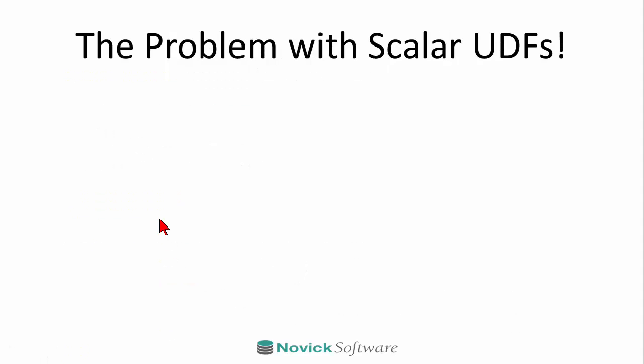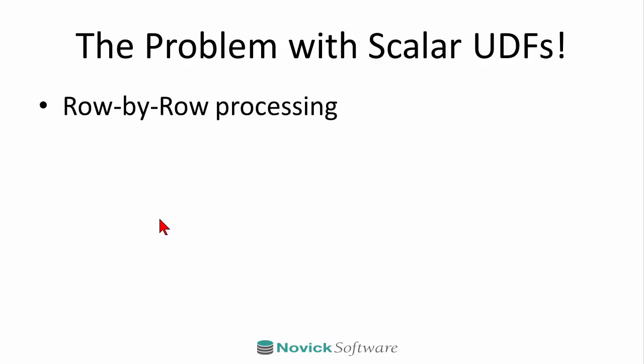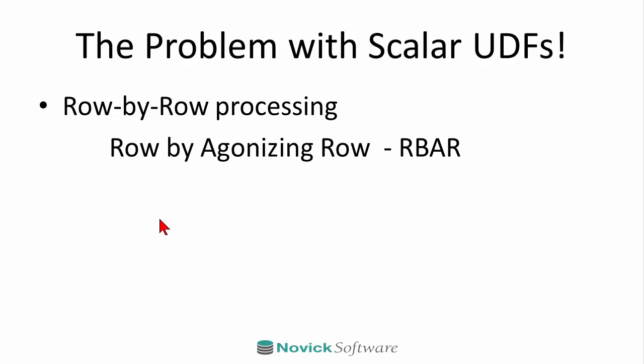So what's the problem with scalar UDFs? Well, the problem is row by row processing. SQL Server has to stop at every row and execute the scalar UDFs that are on that row and then continue. Sometimes this is referred to as row by agonizing row, or R-bar. You may have heard this term in reference to cursors.